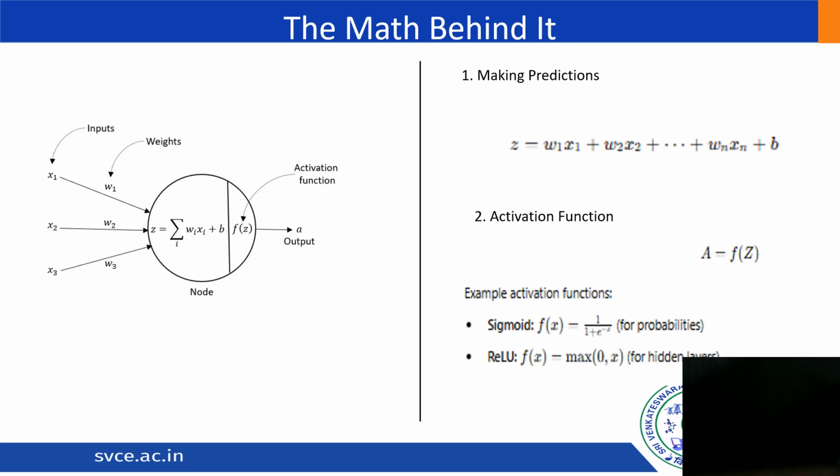After that, we will apply some mathematics on the activation function. So either we will use the sigmoid function, that is 1 divided by 1 plus e power minus x, or we will use a ReLU function, which is f of x is equal to max 0 comma x.